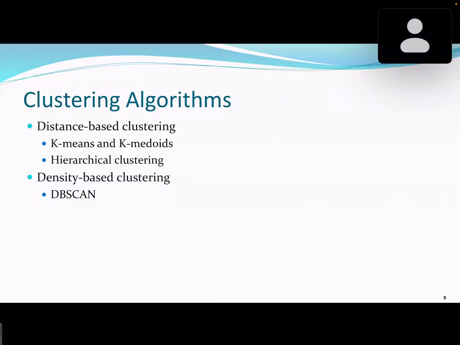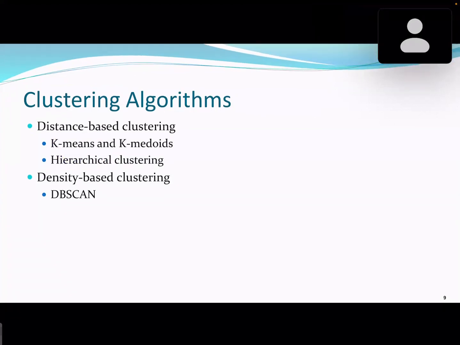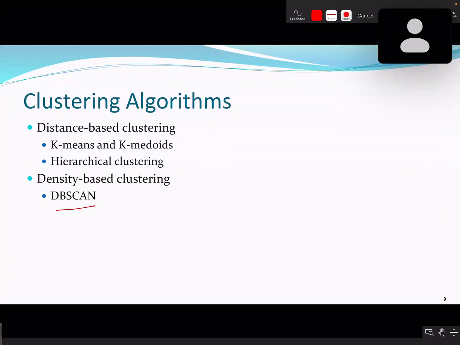Okay. So today we will finish chapter 7. And in this lecture, we will continue with our discussions on a few clustering algorithms. And these algorithms are distance-based clustering, including k-means and k-medoids, and also hierarchical clustering. And then another algorithm that we would discuss would be DBSCAN. All right.